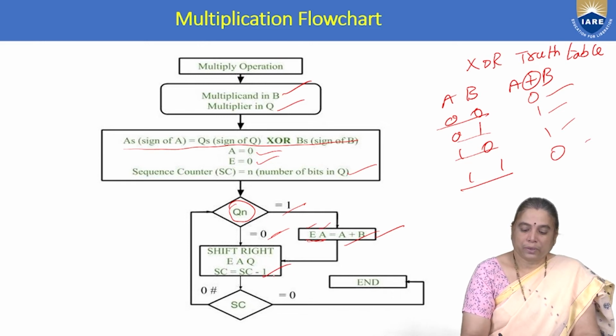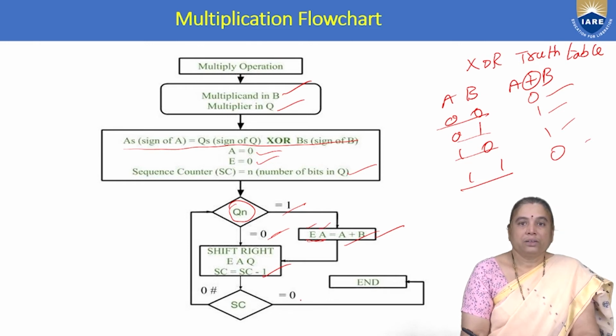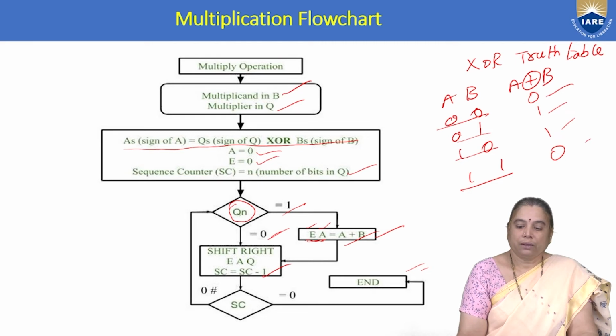This process is repeated until the sequence counter value is 0, which means that there are no bits left to consider for multiplication in the multiplier register. At this stage, we end the flow of execution. So this is the multiplication flowchart. Now, with an example, we will discuss the multiplication flowchart.